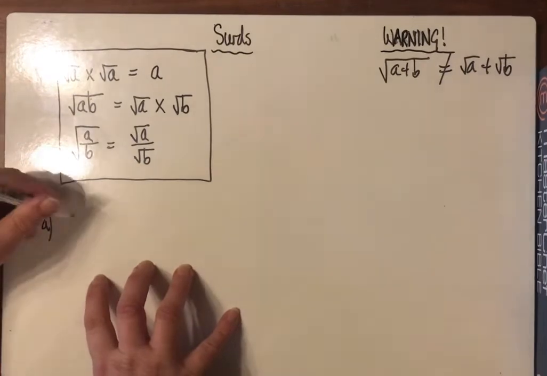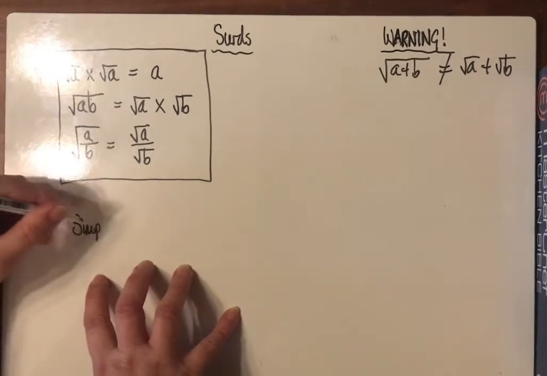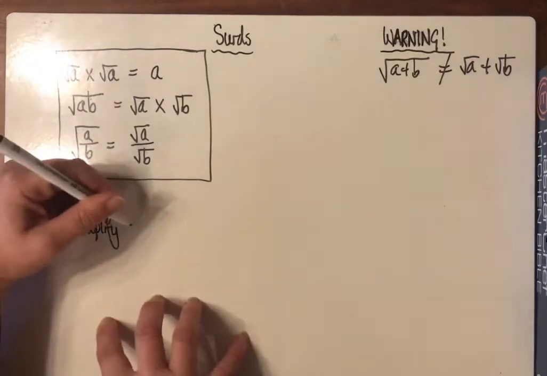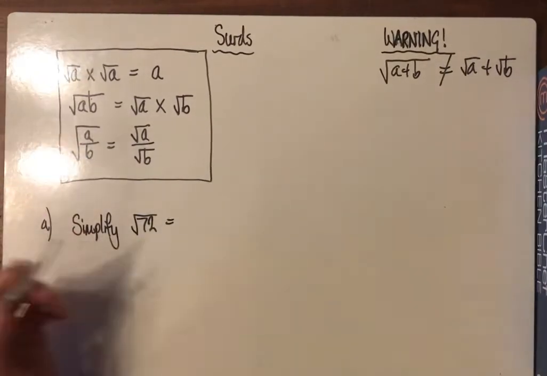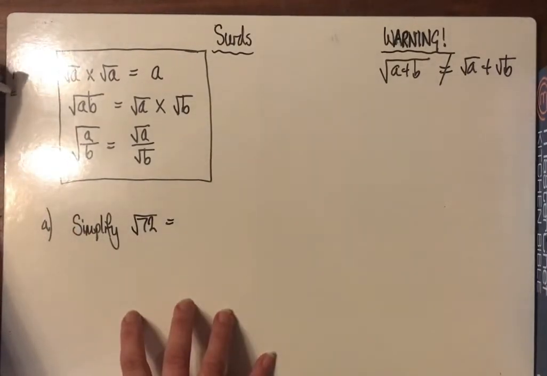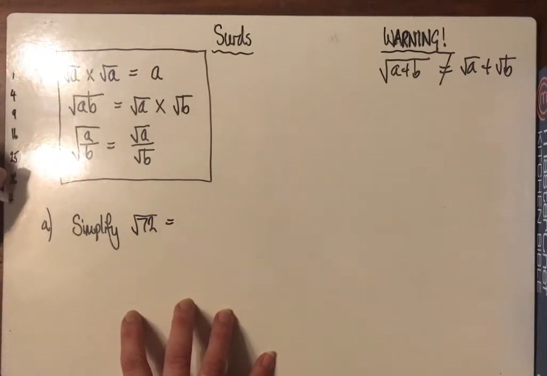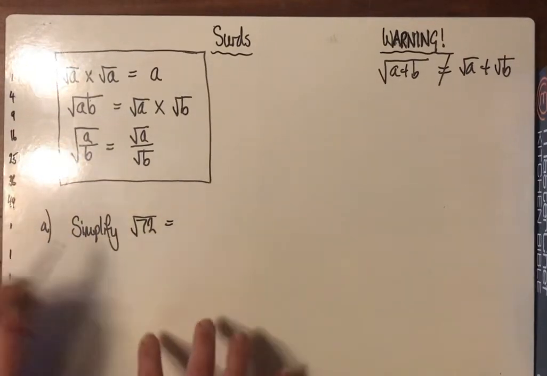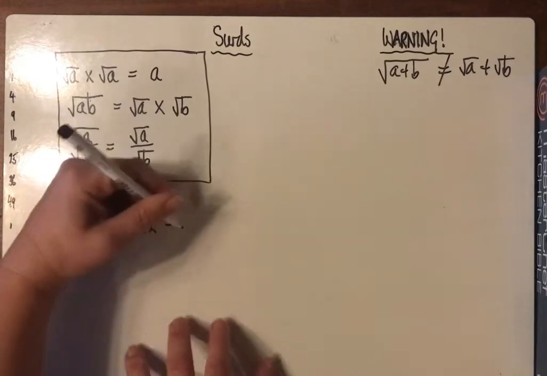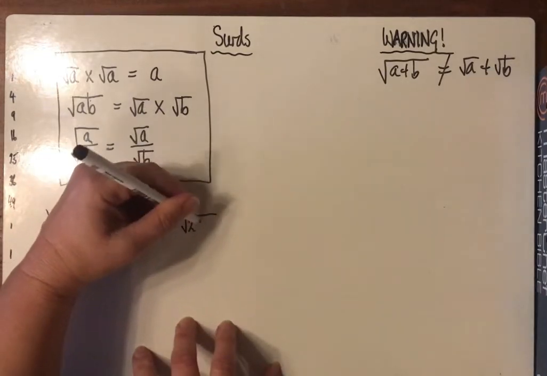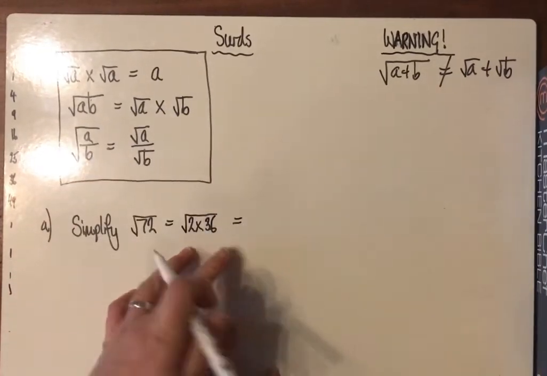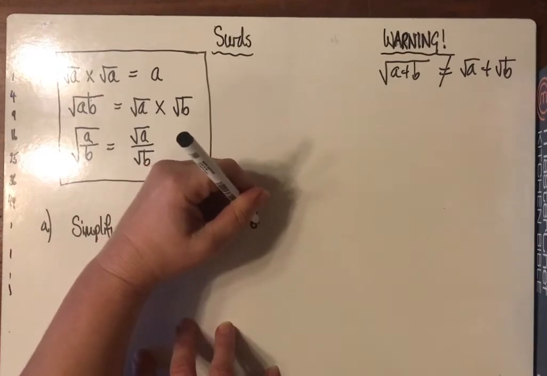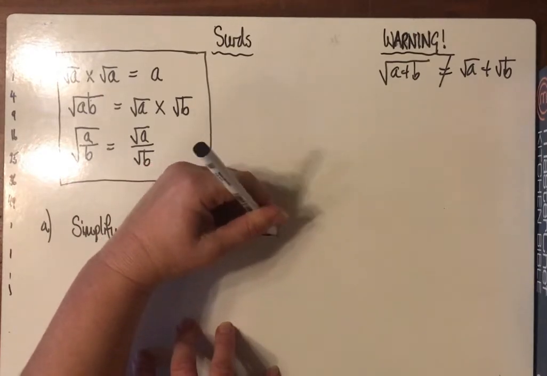So simplify. We've done simplifying surds, but just to remind you, square root of 72. So you're looking for the biggest square number that goes into 72. So square numbers: 1 squared, 2 squared, 3 squared, 4 squared, 5 squared, 6 squared, 7 squared, etc. So the biggest square that divides into 72 is 36. So that's square root of 2 times 36. And then we can split that root. And root 36 is 6. Root 2.